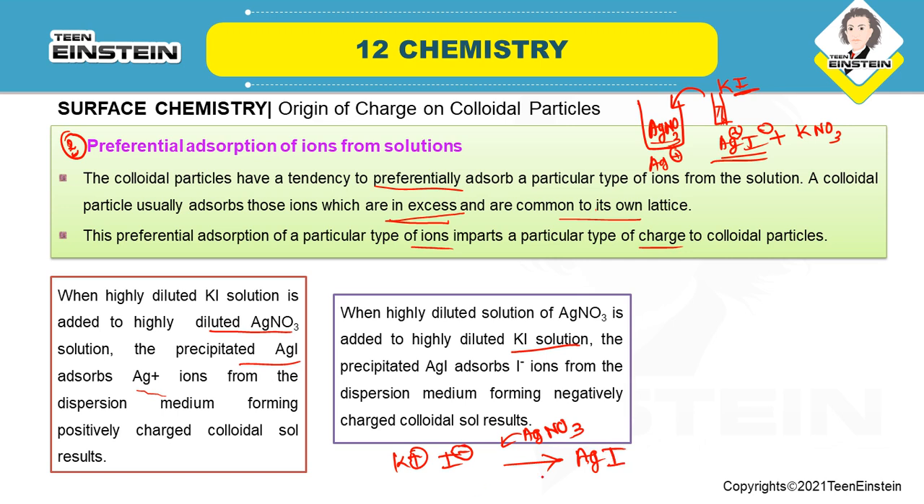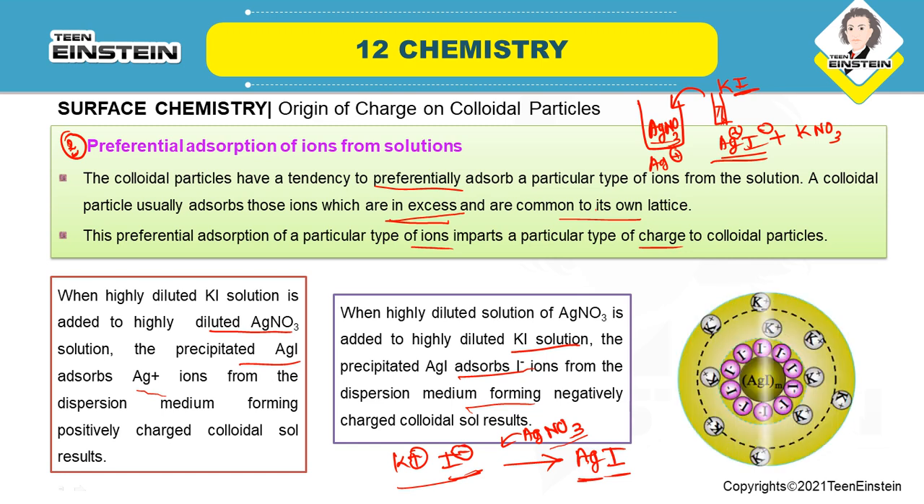But which ion is present in excess, Ag+ or I-? It is I-, because I- is already associated with K+, and AgNO3 we are adding dropwise, or slowly. So that is why the I- ion is in excess, and I- ions will be adsorbed on the surface of AgI particles from the dispersion medium, and as a result we will get a negatively charged colloidal sol. So this is the picture for the second example.